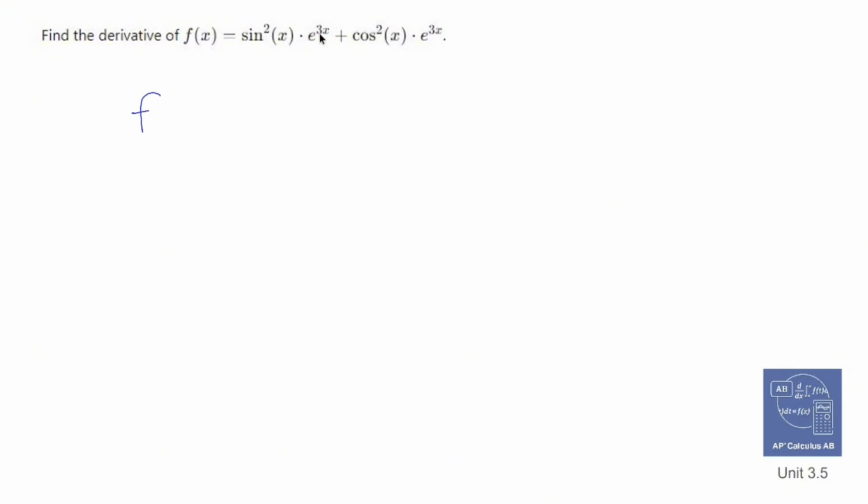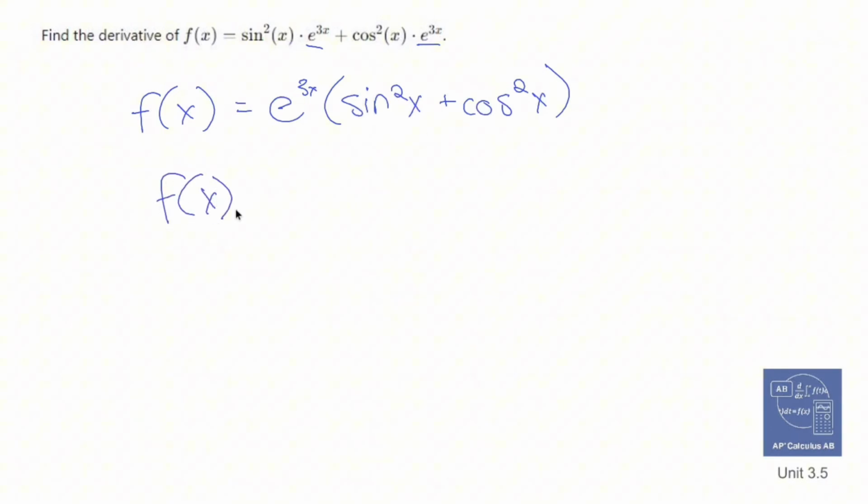You see, I look at this and I see a sine squared and a cos squared. That's ringing a bell. Another bell that's being rung is the fact that I have e to the 3x in common in both. So why don't I bring out e to the 3x by factoring it out and see that I'm left with sine squared x plus cos squared x and realize, oh, that's a Pythagorean identity. Sine squared x plus cos squared x is just 1. So f of x is e to the 3x.